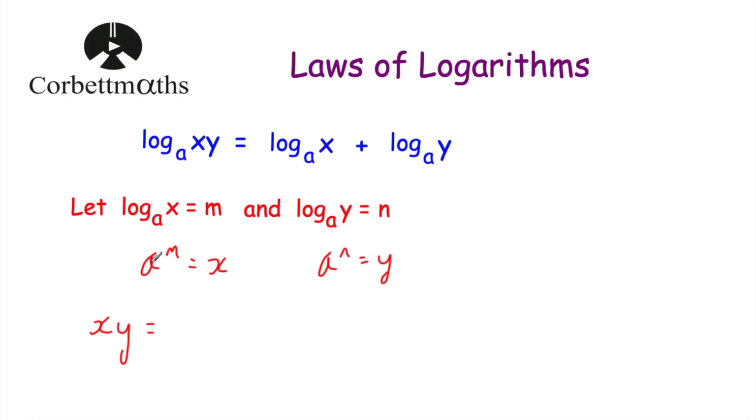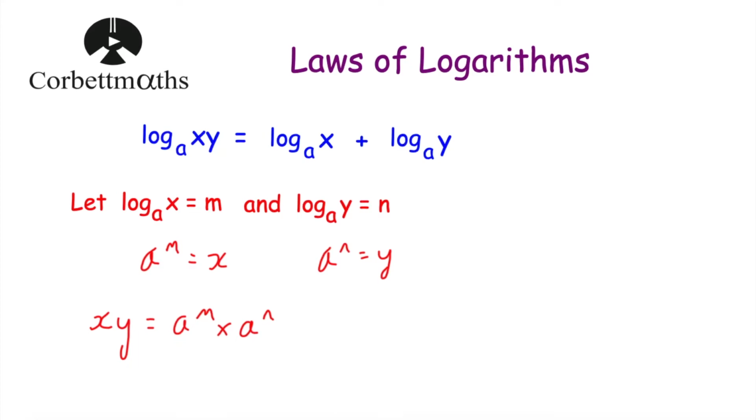So xy would be x multiplied by y. x is equal to a to the power of m, and y is equal to a to the power of n. We're timesing them together because xy means x times y, so I'm just going to put a multiplication sign in there. Now think back to your GCSE maths. If you have a to the power of m times a to the power of n, with the same base and you're multiplying them together, you can then just add the powers.